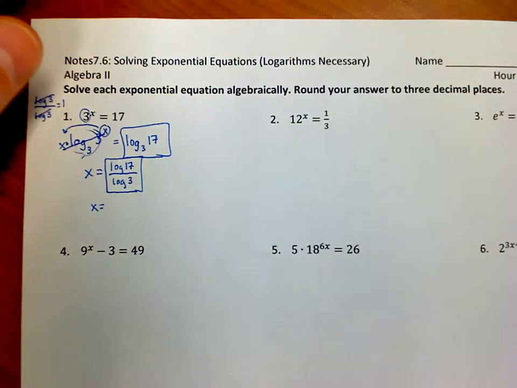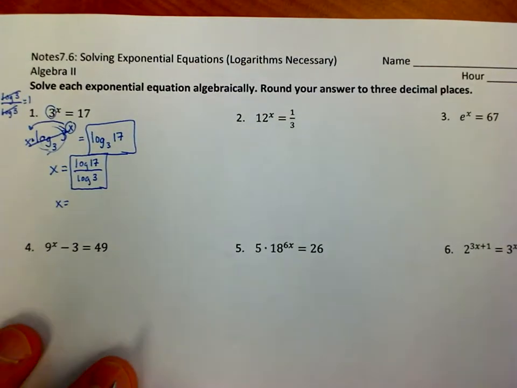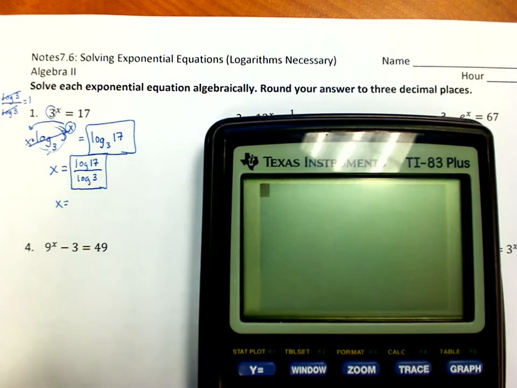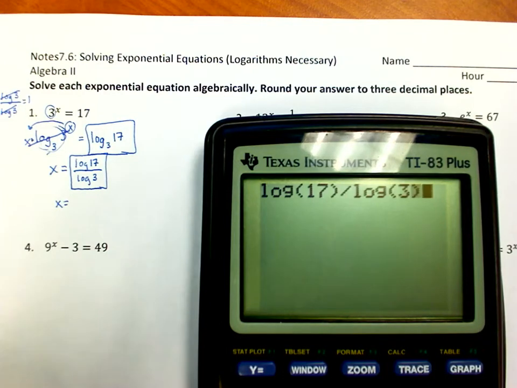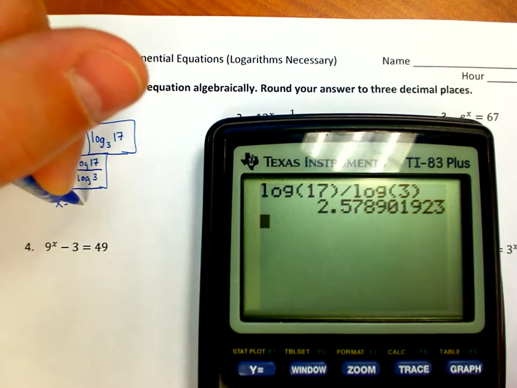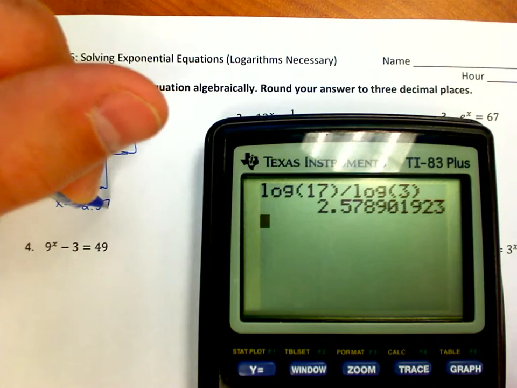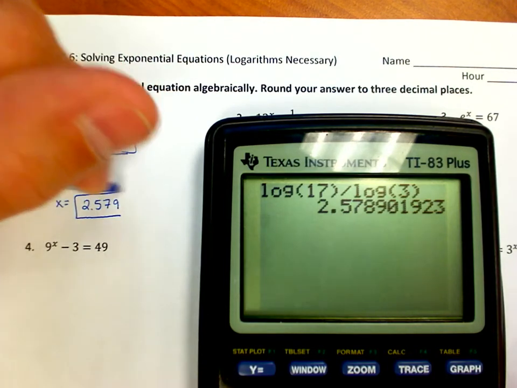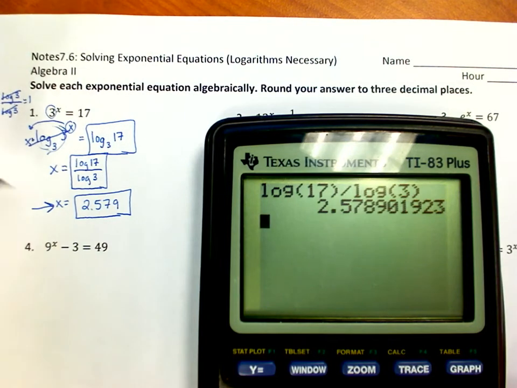But in decimal format, which is what you've been asked to do for your homework, because I want you to practice typing in the change of base, you can just do log of 17 in parentheses divided by log of 3 in parentheses, and the answer is 2.5789, so I need to round it up to 2.579. That's the answer I'm going to be looking for in your homework as a decimal answer.